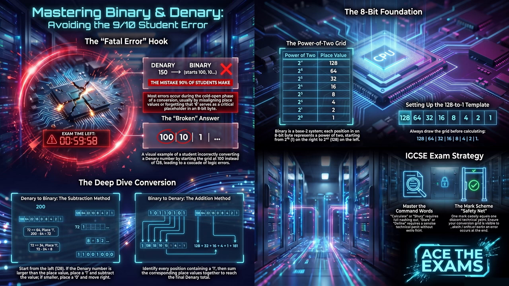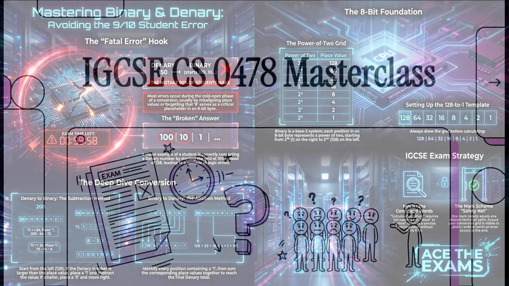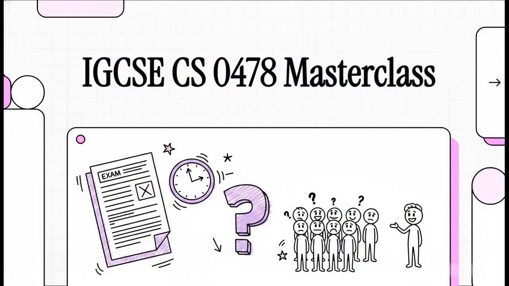Picture this. You're sitting in the exam hall. The clock's ticking. You flip to a standard pseudocode question, write down what you think is a perfectly logical answer, and move on. But you just lost the marks. 9 out of 10 students actually get this specific syntax wrong, and it quietly costs them the grade before the examiner even reads the rest of their logic.